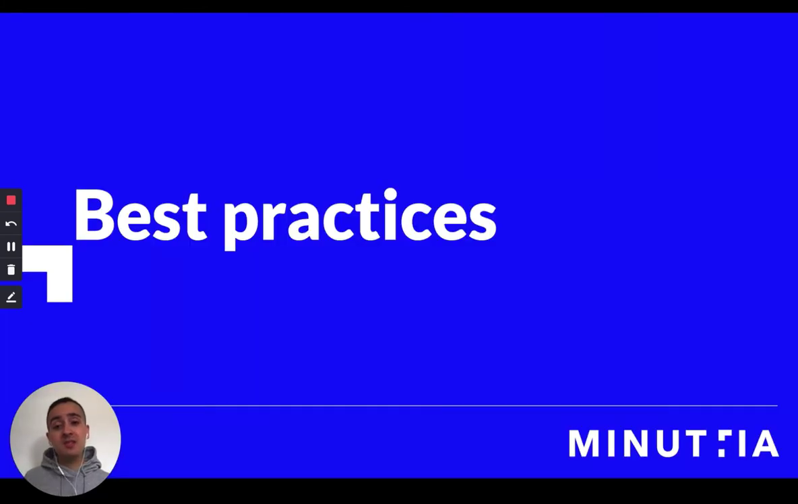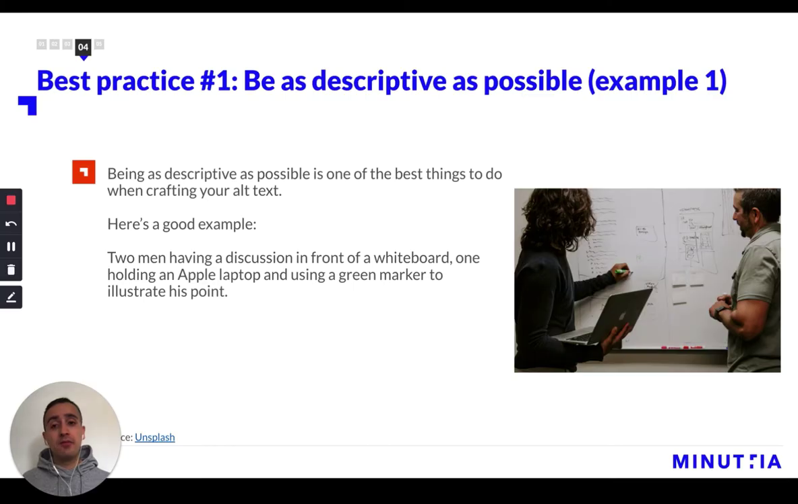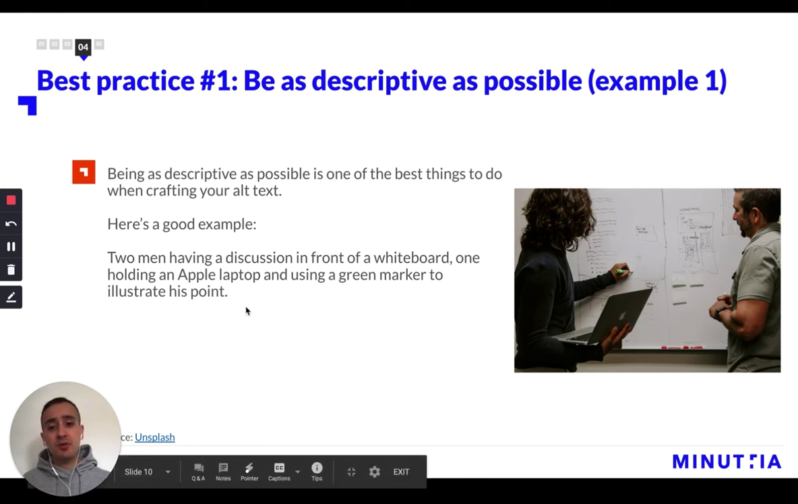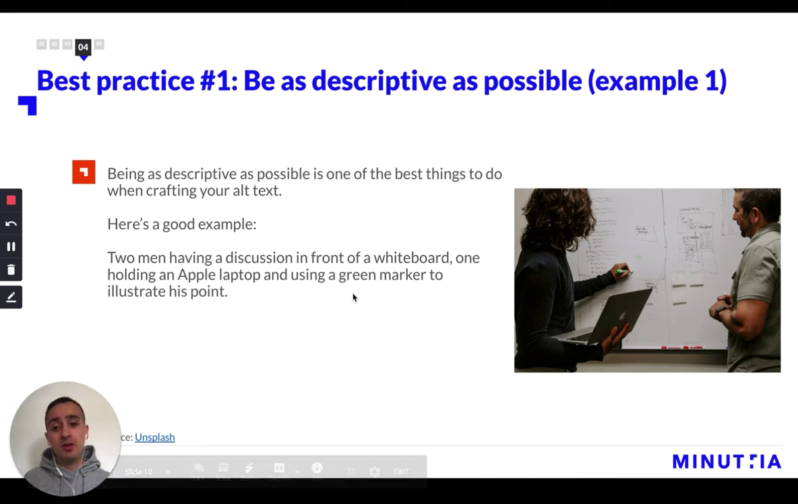Now, we've seen some common mistakes. Let's see some best practices when it comes to alt text for the images that exist on your website. The first and most important best practice is to be as descriptive as possible. For example, we have here our first example, with two men having a discussion in front of a whiteboard, one holding an Apple laptop and using a green marker to illustrate his point. As you can see, we've been descriptive as to what the image is all about.